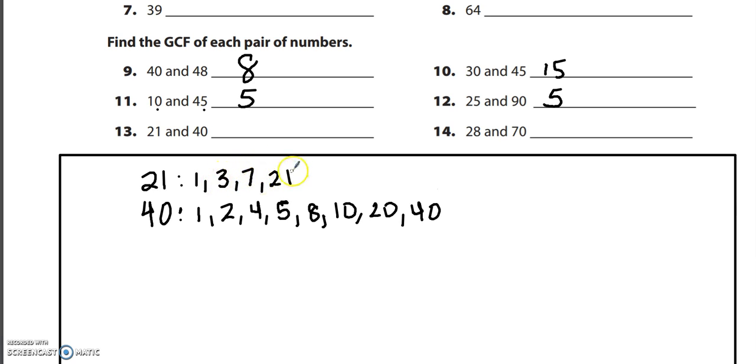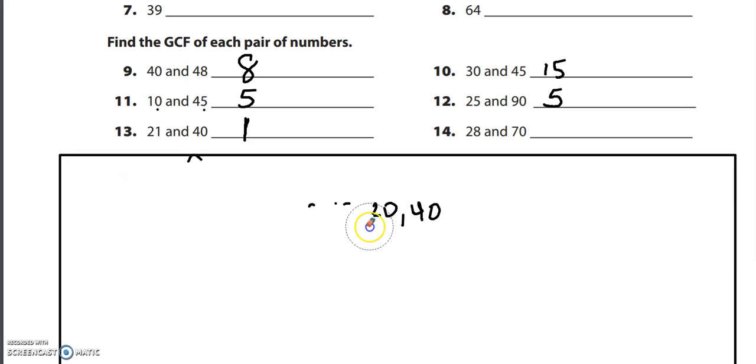If you examine both lists, you'll notice that there's not a 3 in the 40 list, there's not a 7 in the 40 list, there's not a 21 in the 40 list, there's not a 2 in the 21 list, there's not a 4. I could keep going all day. The greatest factor in both is 1. Sometimes the greatest common factor of two numbers is 1. Not always, not even often, but sometimes. Let's check out number 14.